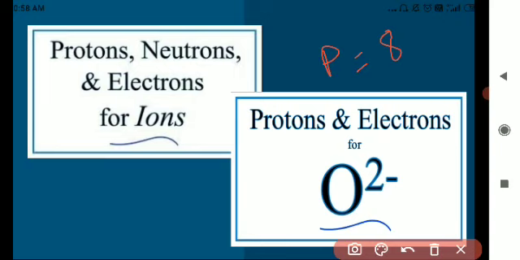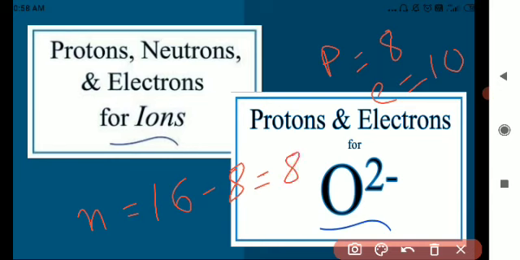So what will happen? The number of electrons will be what? 8 plus 2, 10. Now calculate the number of neutrons. So the number of neutrons will be what? We already know the mass number is 16. So 16 minus 8, it will be 8. So for the ion, I hope you have understood now. For the ion, the proton number will be 8.